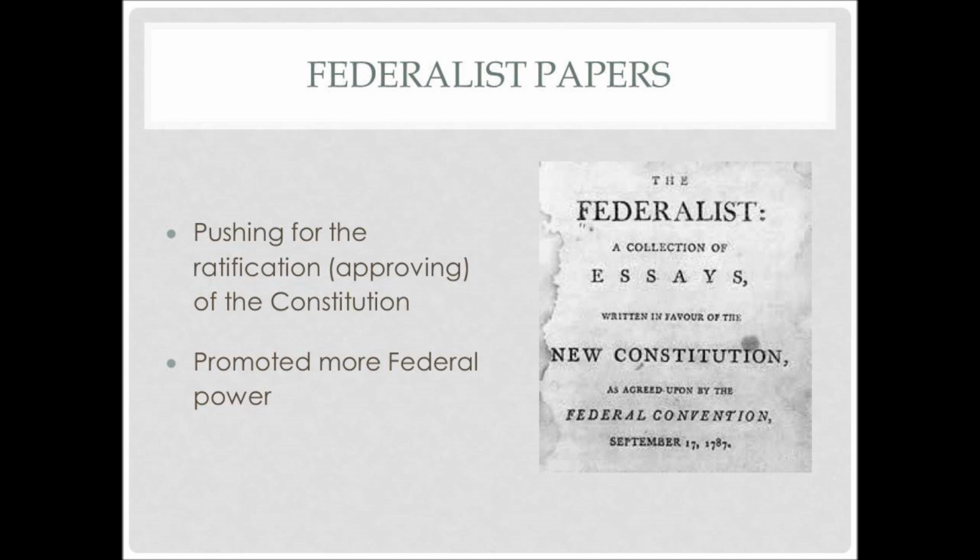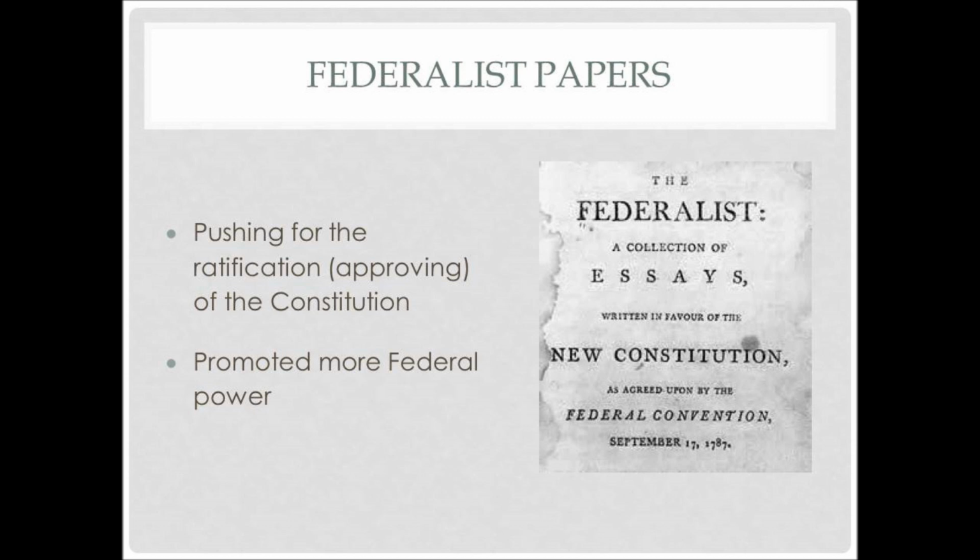And the Federalists were a group of people who liked the Constitution. They liked the idea of a strong federal government, right? And their opposition was the Anti-Federalists, the people that did not want a strong federal government because they were afraid a strong federal government would take away their powers.